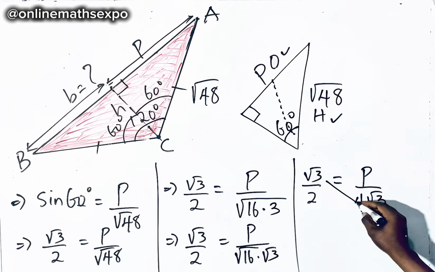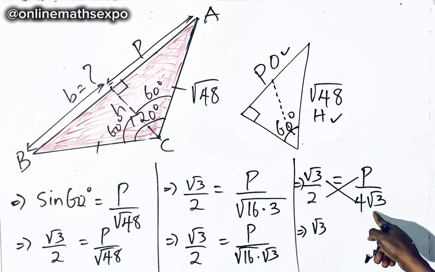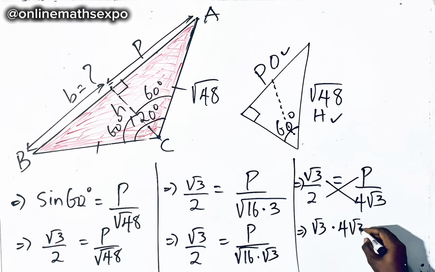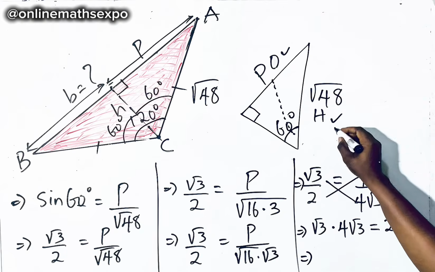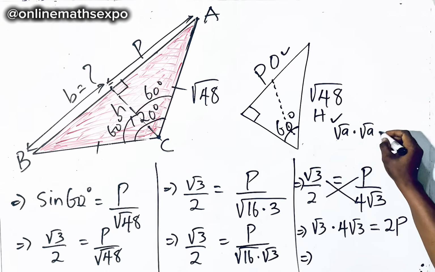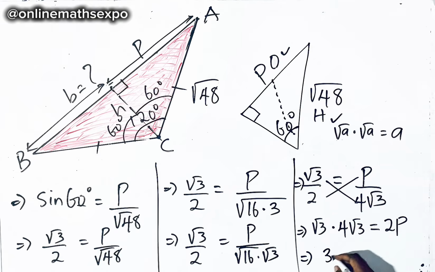What do we do? We cross multiply. So we now have root 3 times this, and 2 times P gives you 2P. What do we do next? This root 3 will times root 3 and it gives you 3, for every root A times root A is always equal to A. So in that case, this will give us 3 times 4 is equal to 2P.